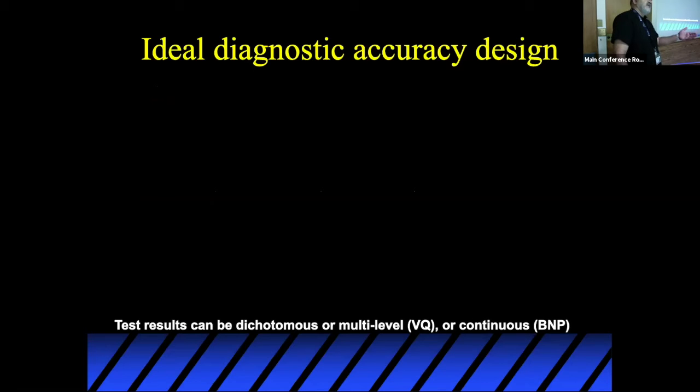It could be multiple outcomes, like a VQ scan gives you low probability, moderate probability. That's okay. Or it could be dichotomous, like corona present or not.